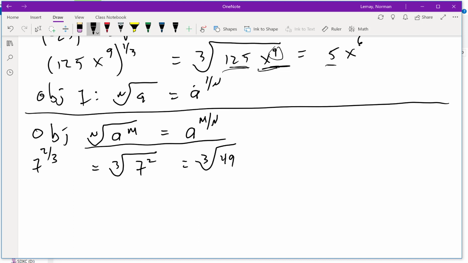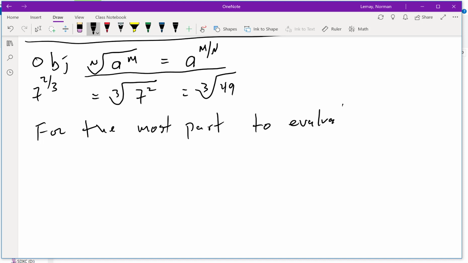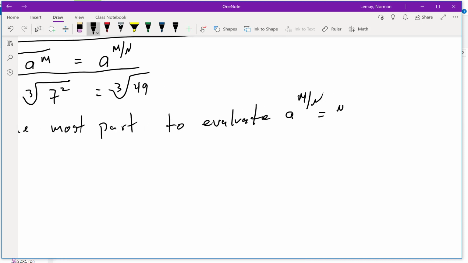For computation purposes, though, I just want to point out that for the most part, to evaluate a to the m over n power, it's a lot easier to note that this is going to equal the nth root of a. Sometimes it's easier to compute that part first and then raise your final result to the mth power.